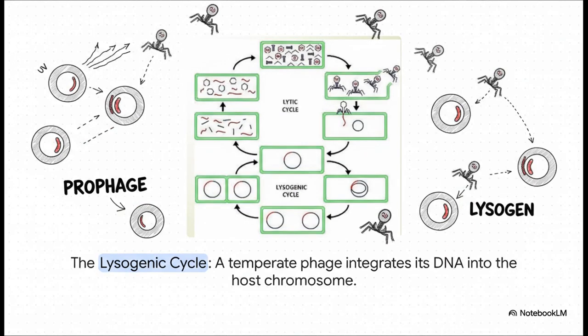The other path is the much stealthier lysogenic cycle. Here, the phage DNA doesn't immediately take over. Instead, as we can see, it cleverly integrates itself right into the host's chromosome. This dormant piece of viral DNA is now called a prophage, and the bacterium carrying it is called a lysogene. The prophage just lies low, getting a free ride and being replicated every single time the bacterium divides. This can go on for generations and generations, until some kind of stress, like UV light, triggers the prophage to cut itself out of the chromosome and kickstart that destructive lytic cycle.